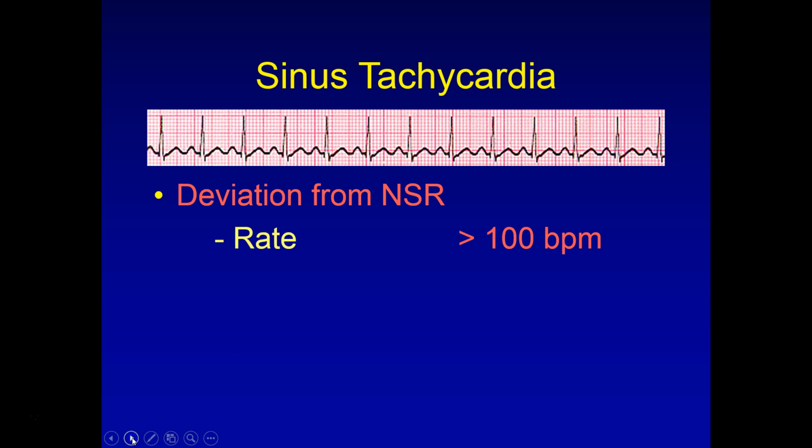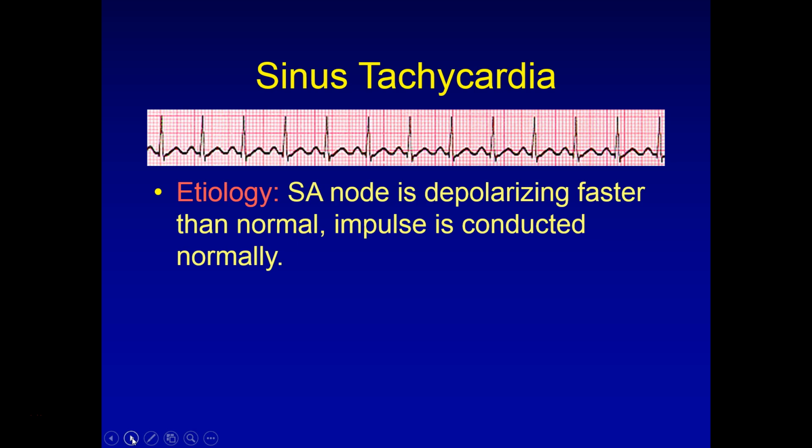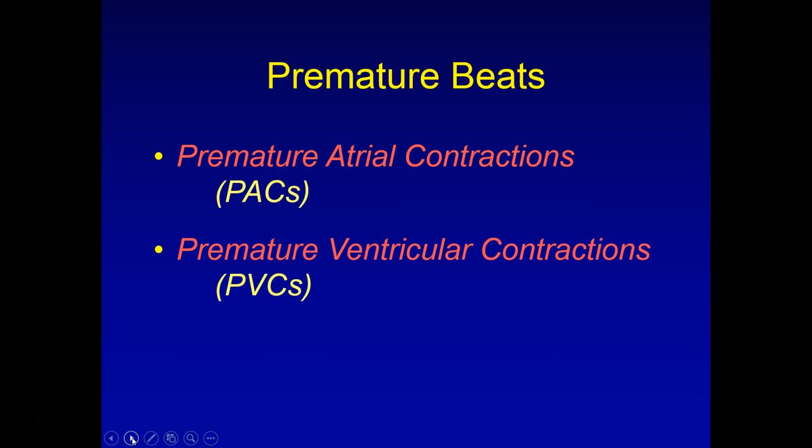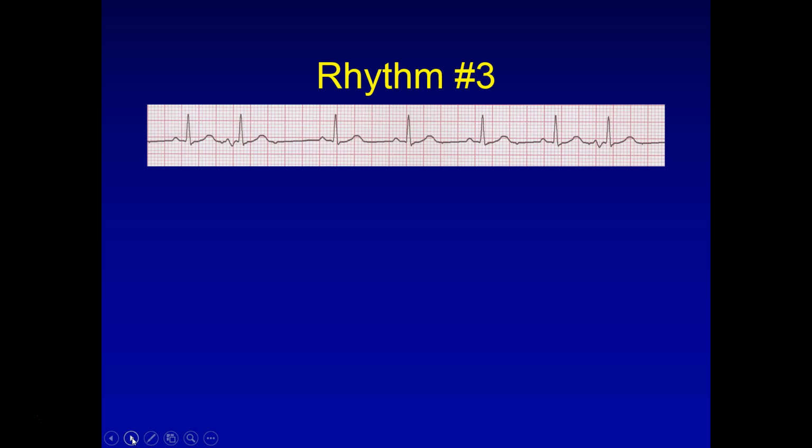Same thing, problem within the SA node, it's just firing too soon. This is often attributed to physical or psychological stress. It's not a primary arrhythmia, and one of the most likely causes of sinus tachycardia is dehydration. A lot of times you'll have a patient and they give them some fluids and they return right back to normal sinus rhythm. Okay, we're going to take a look at some other strips.